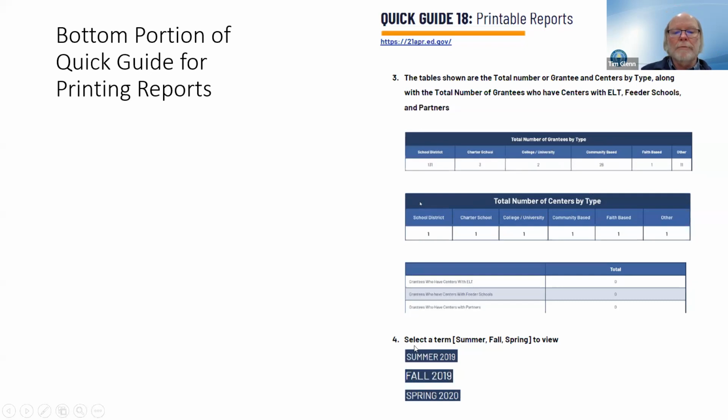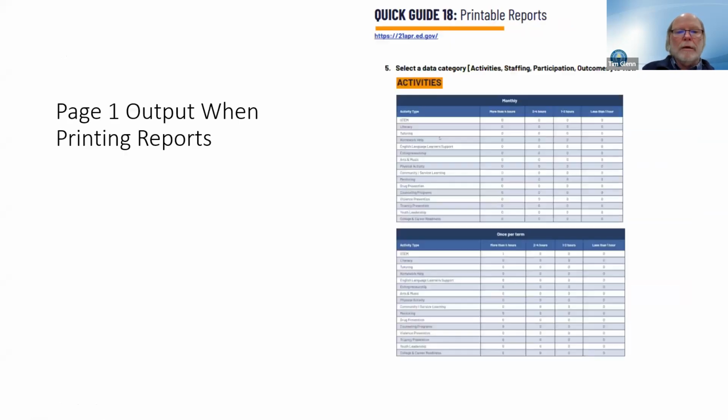And here, number 4, you can select the term. Like I said, right now we have summer, fall, and spring. I believe in the future we'll have school year and summer. So that will be how you print your data.